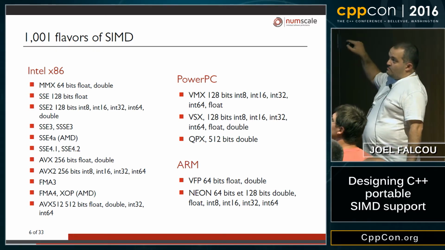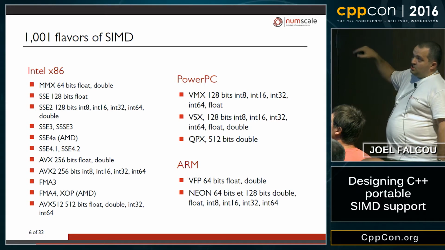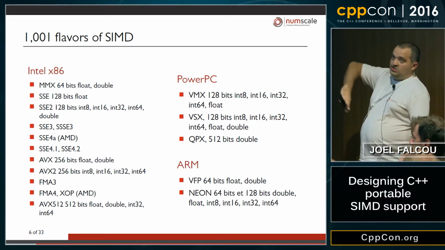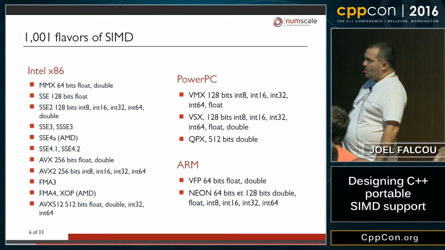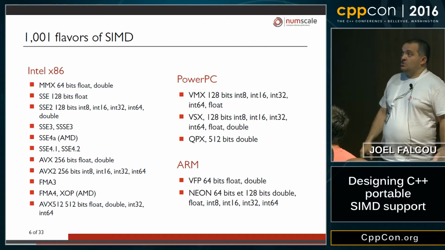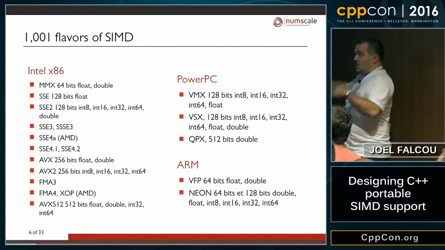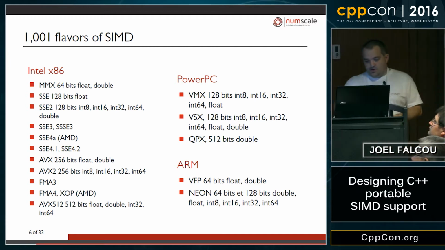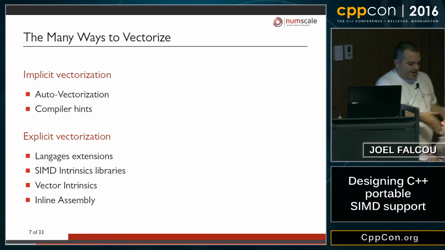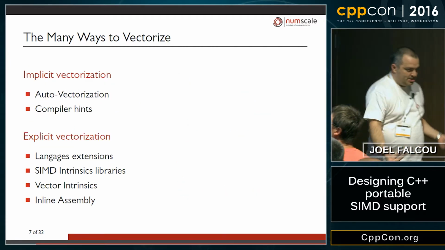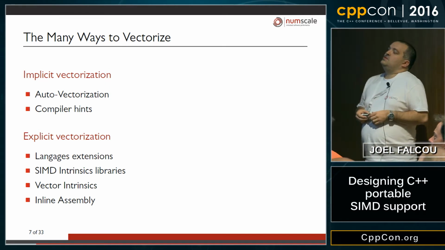So it's quite problematic if you really want to have an application that goes, not saying everywhere on this list, but on the subset which is meaningful, without having to redo your code every time. So how can we actually take advantage of those SIMD instruction sets?